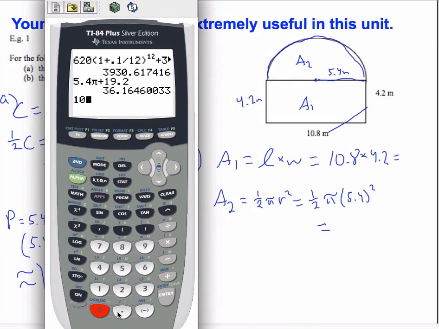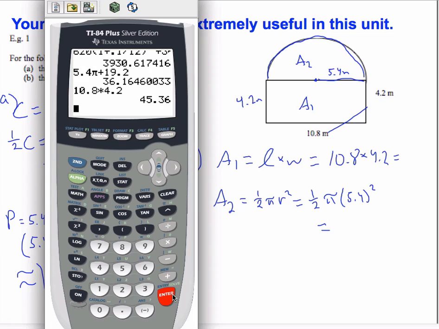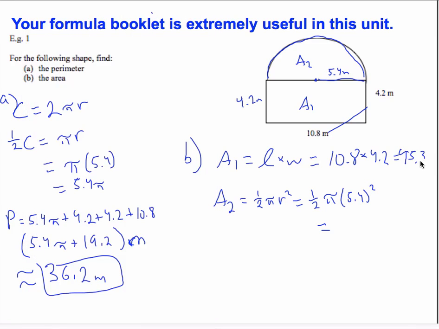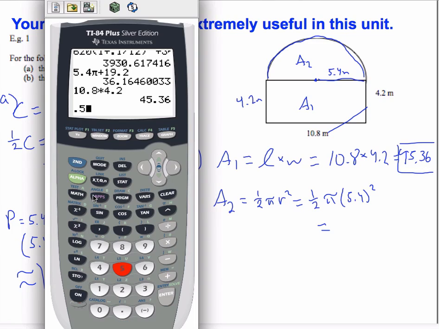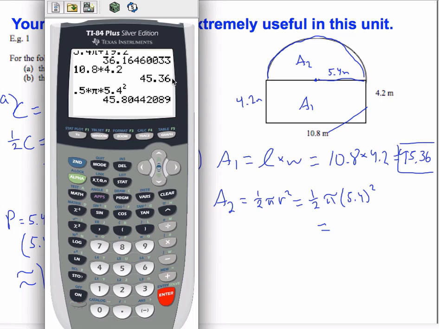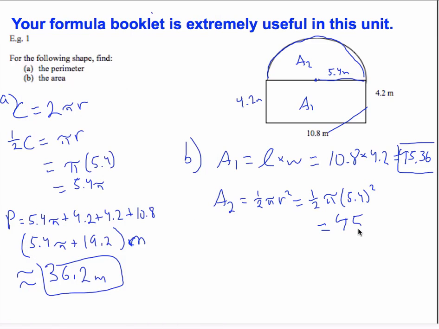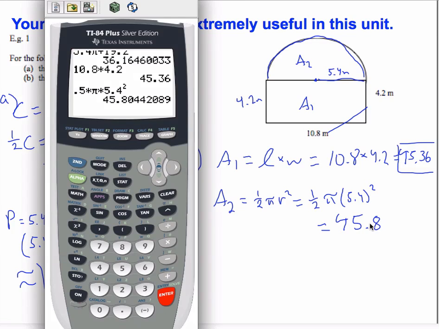So 10.8 times 4.2 is 45.36. And the other one, I can put in 0.5 times pi times 5.4 squared. That gives us 45.8. Now it's not our final answer, so maybe I should have used more digits for the last one before I add them together. But actually that is the exact answer for the previous one.